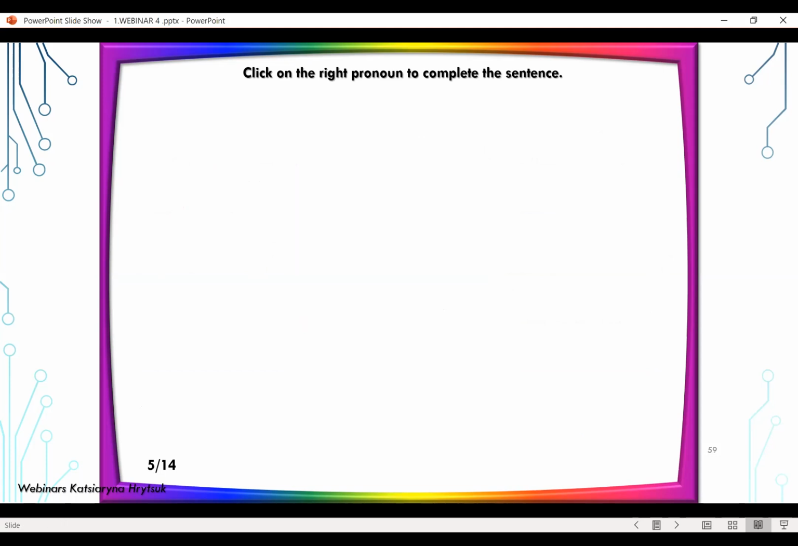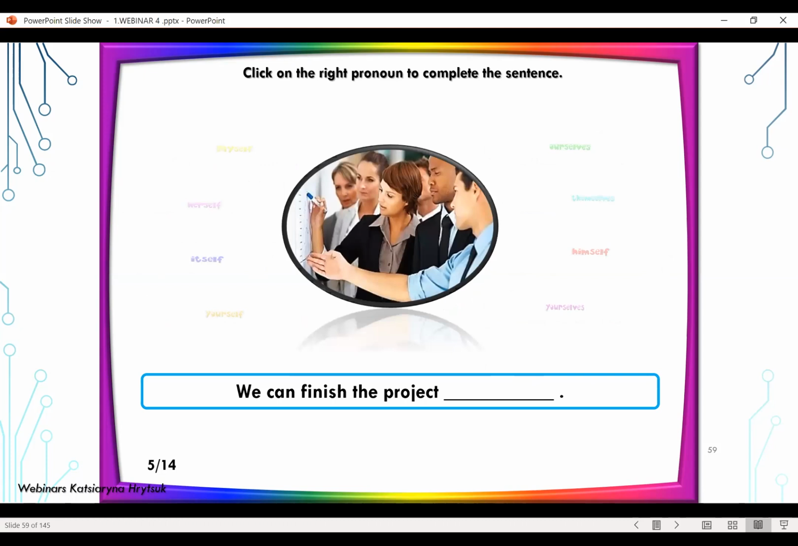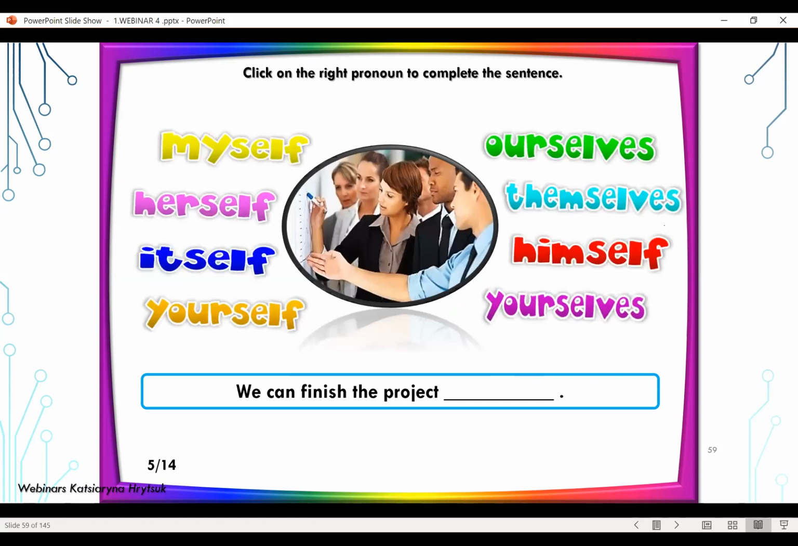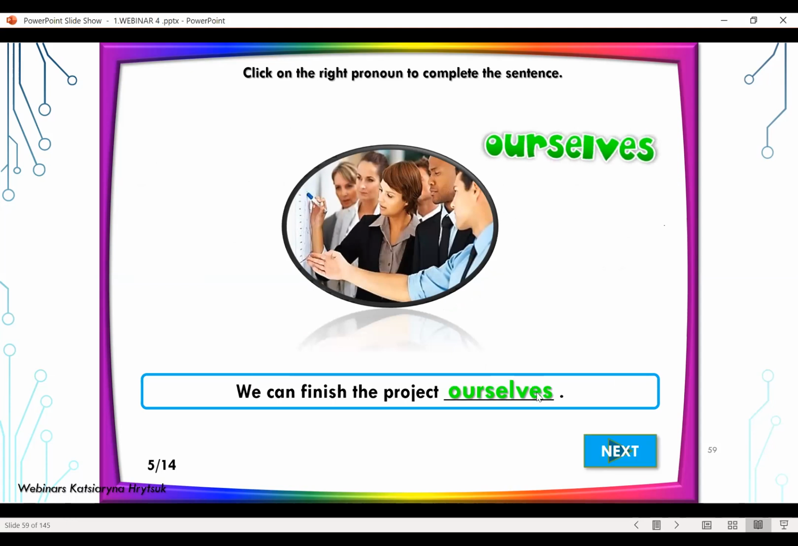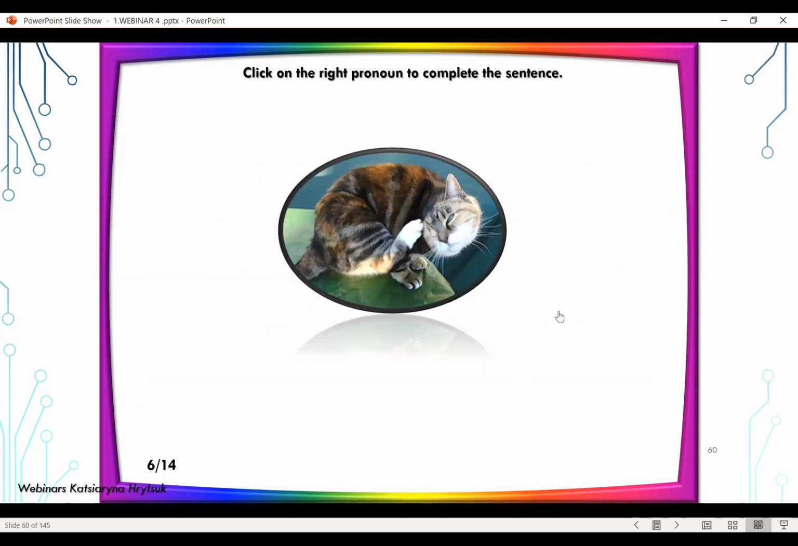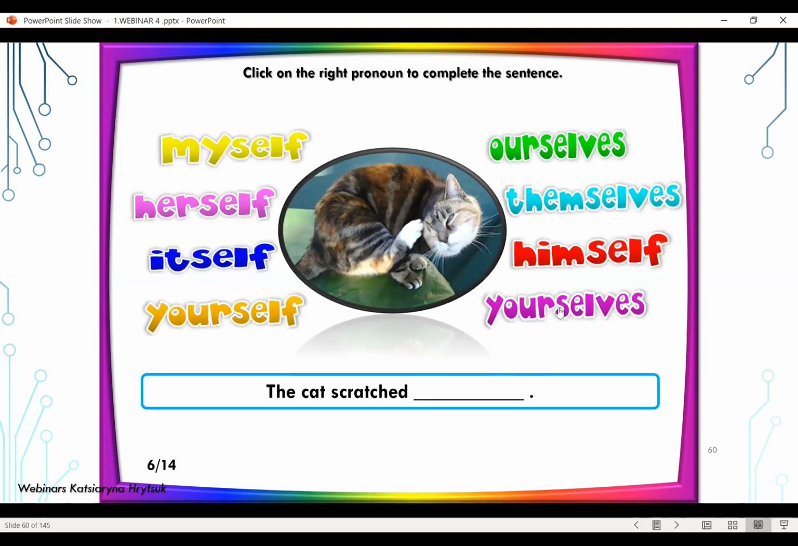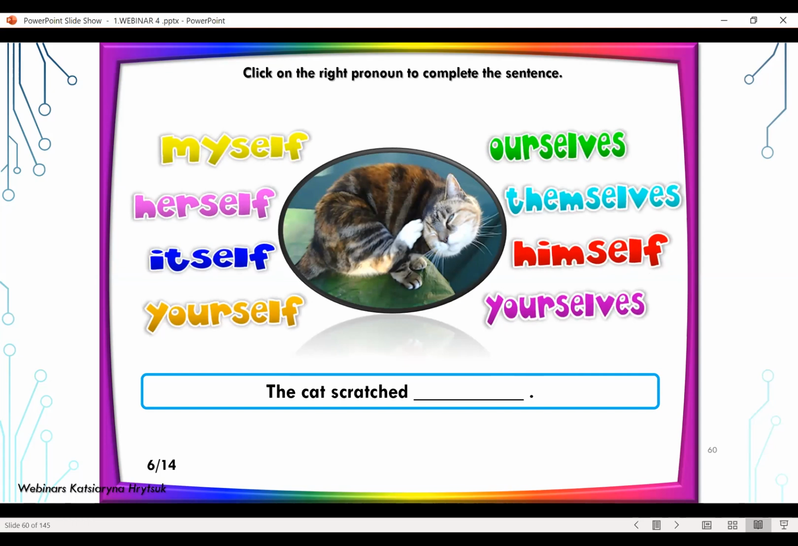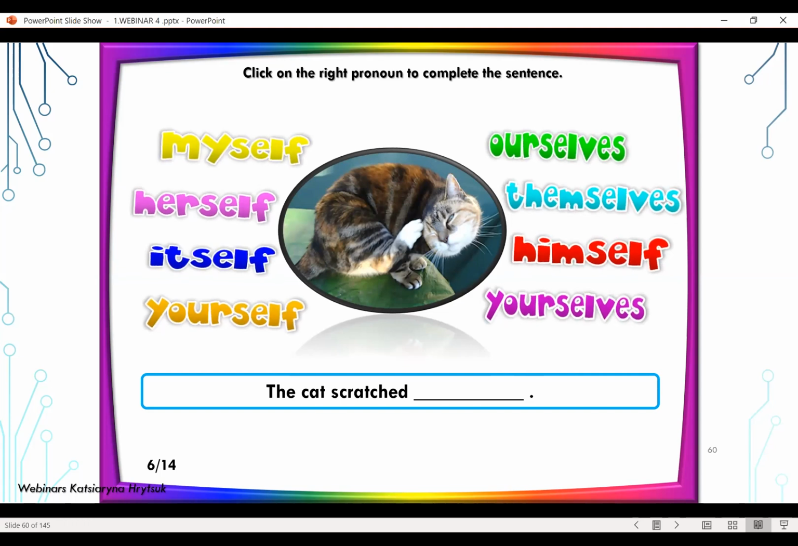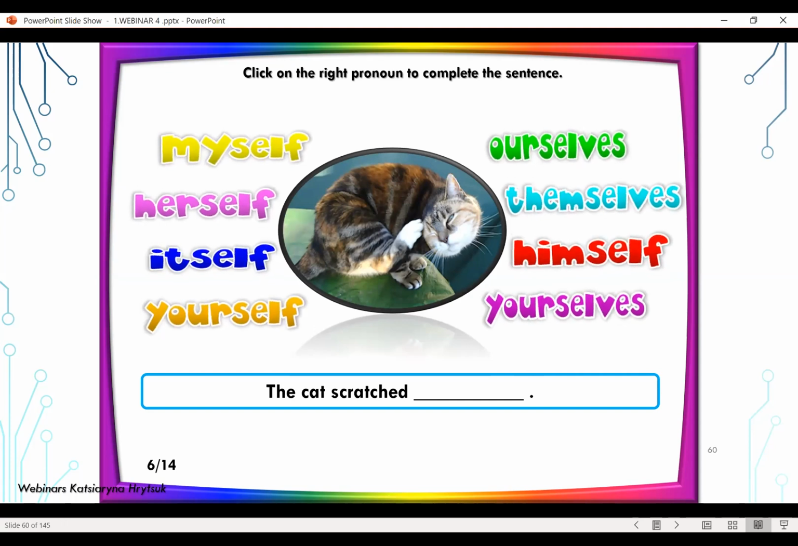Next, Emilia. We can finish the project ourselves. Okay, ourselves. So we, ourselves. Vika? The cat scratched. Okay, preparing to scratch. To scratch. We say sometimes, don't scratch the skin, when it's itchy and you start to scratch it. And also the noun, scratches. If you scratch the skin, you get some scratches on your skin.